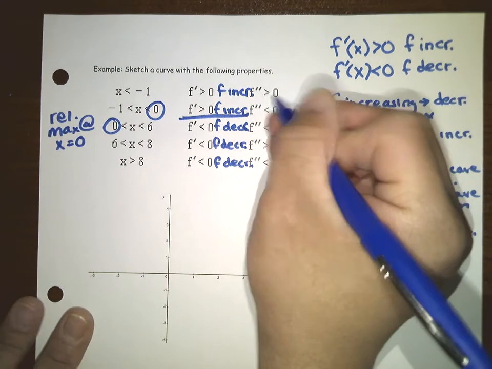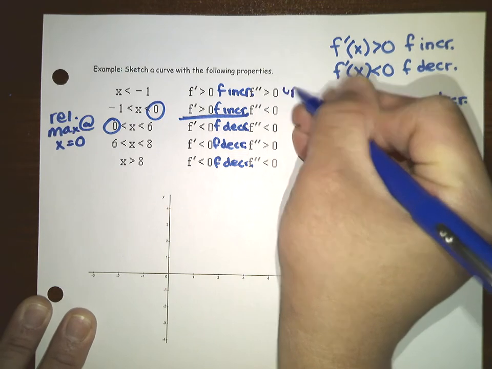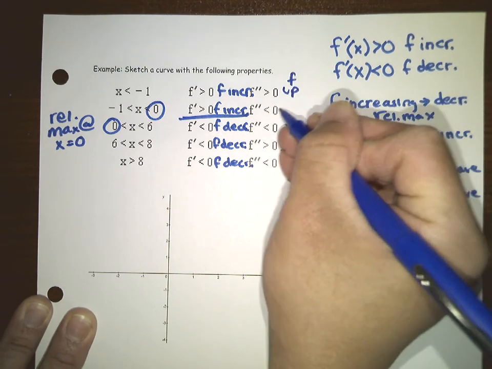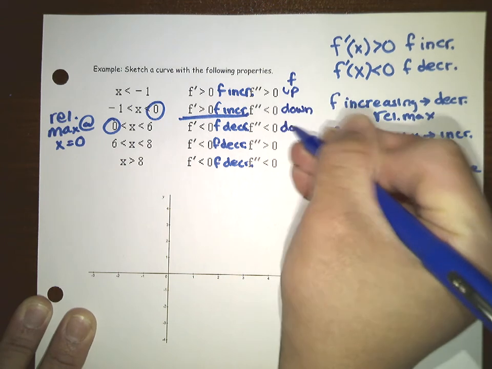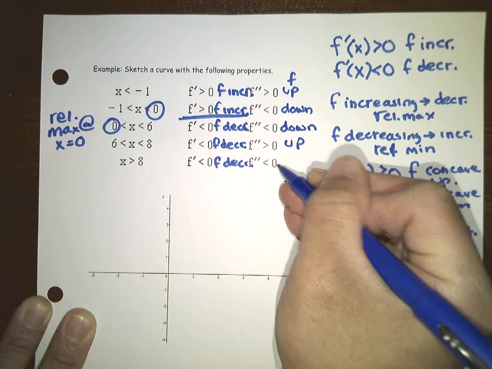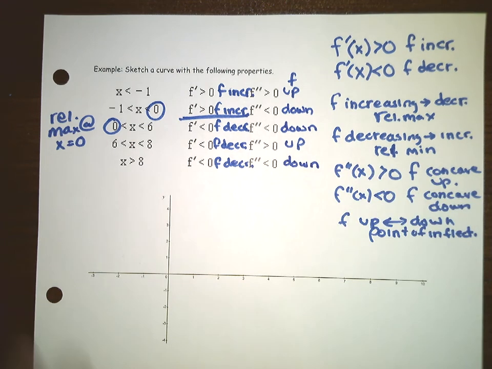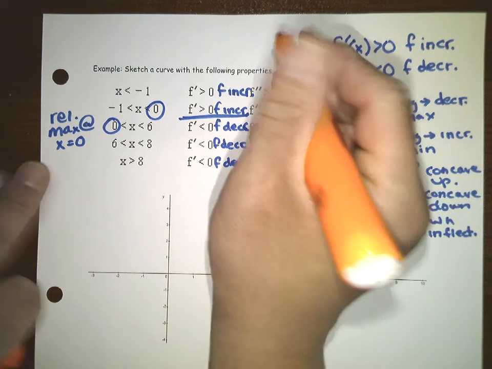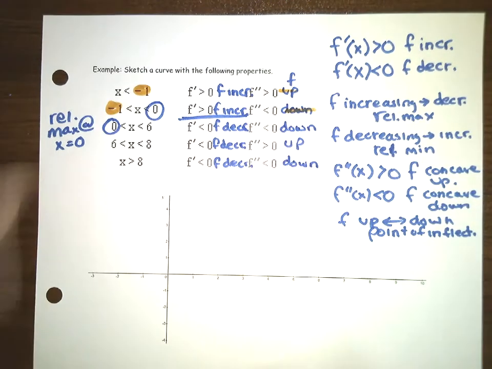All right, now f double prime greater than 0, that means concave up. So f is concave up. Then less than 0, concave down, and then back to greater than 0, so up, and then less than 0, back to down. So that means that at this point where there's a change from up to down, there's an inflection point.